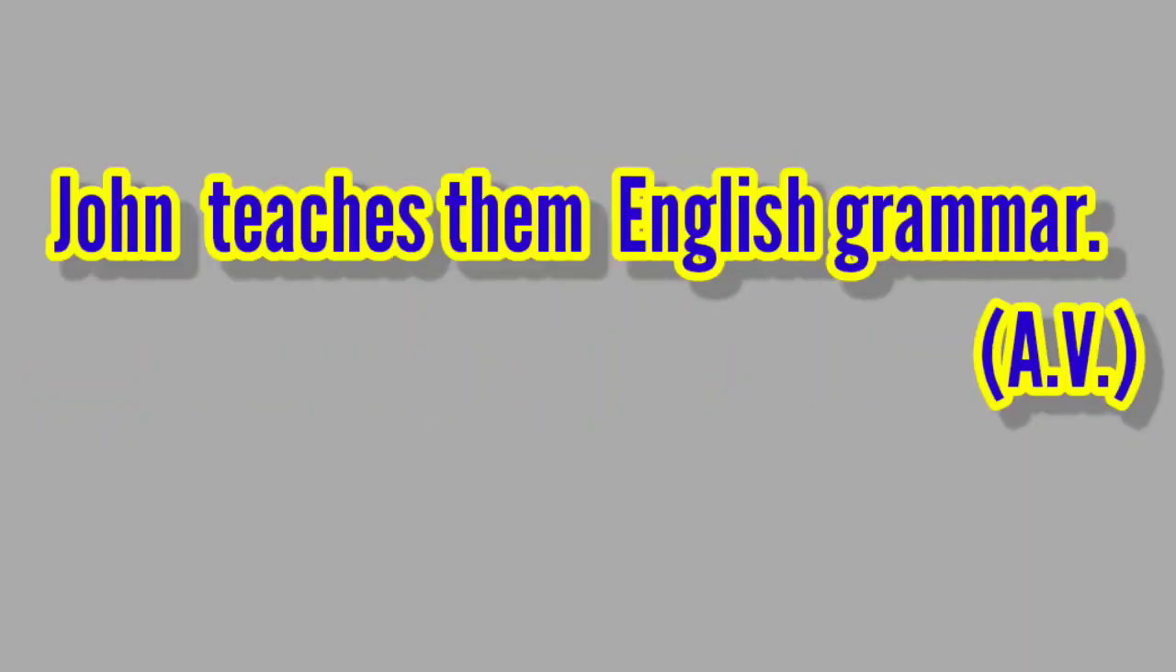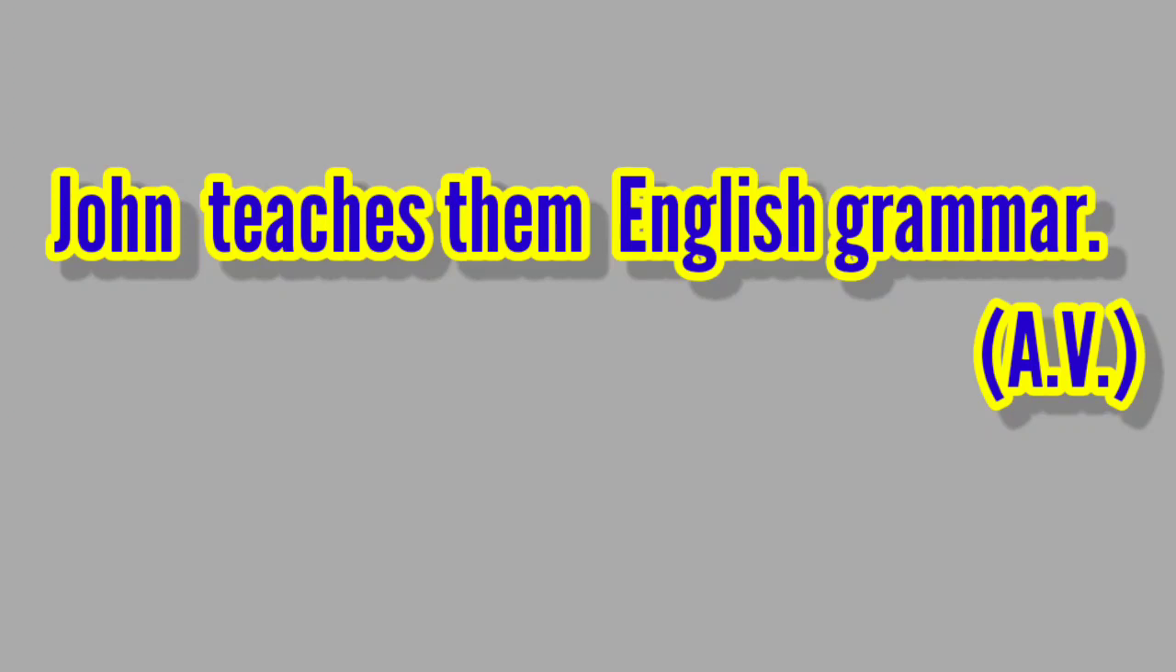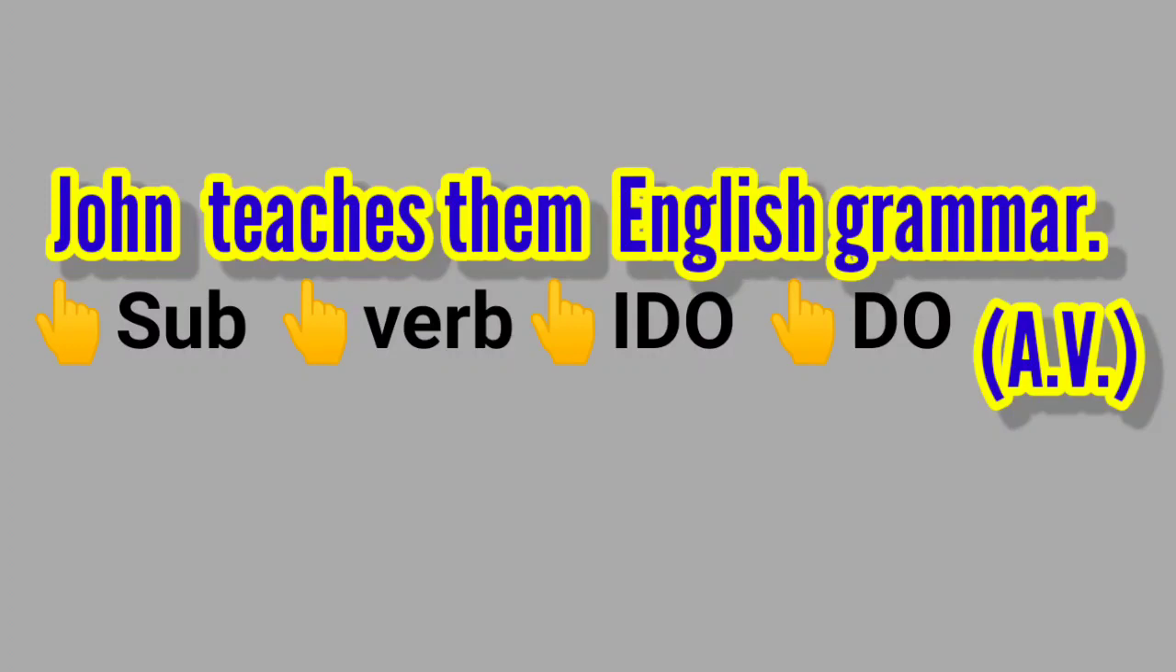Second example, John teaches them English grammar. In this sentence, we can find two objects. They are, "them" is indirect object, direct object is English grammar. In this sentence, John is subject, teaches is verb, them is indirect object, and English grammar is direct object.